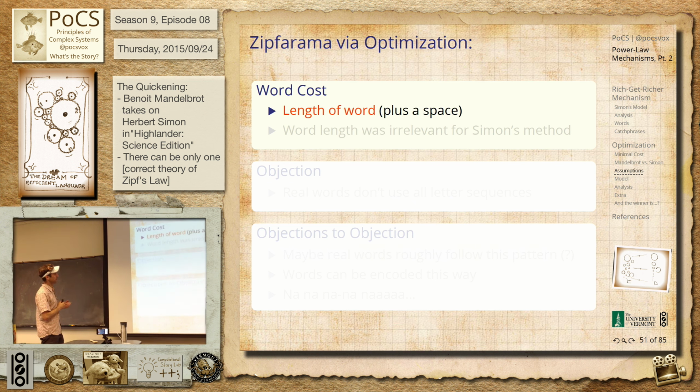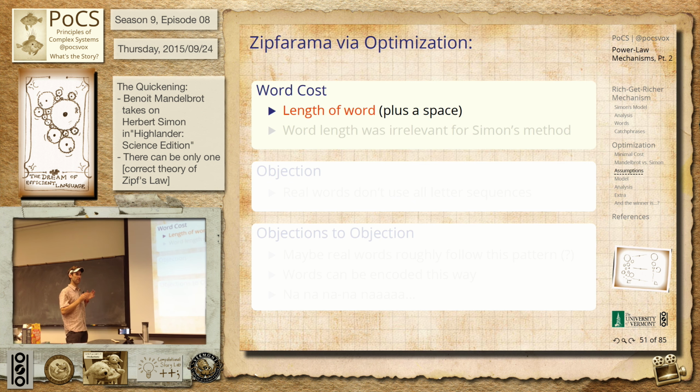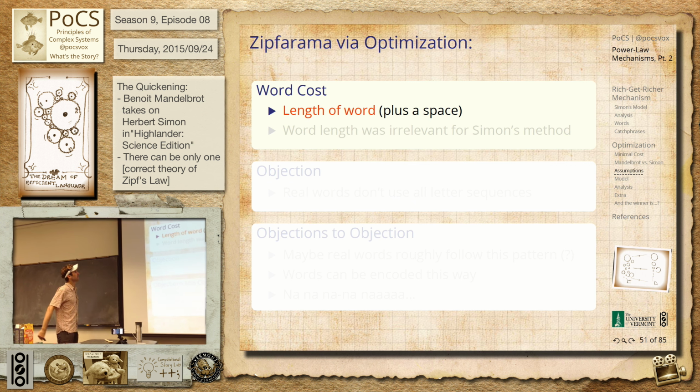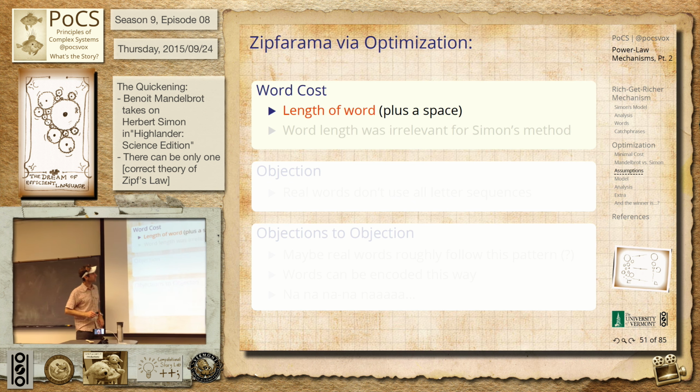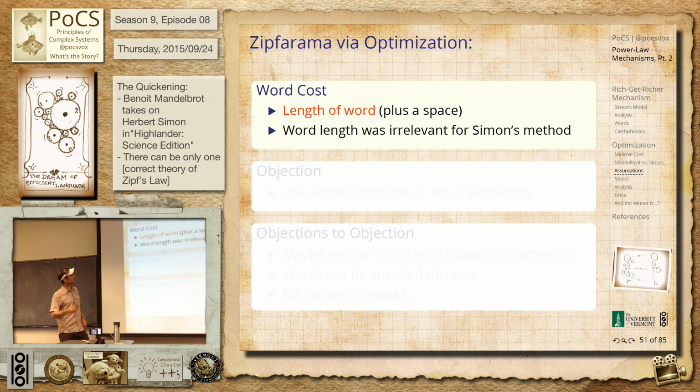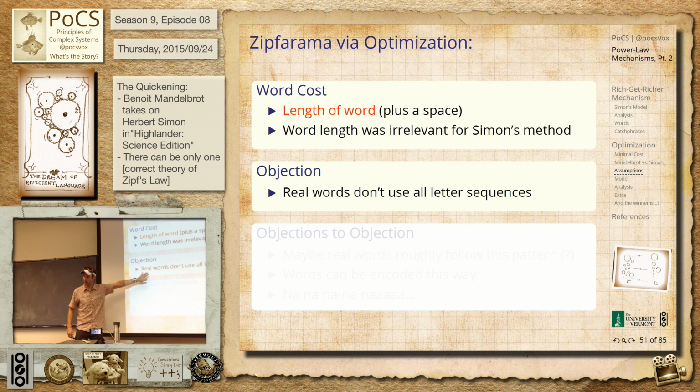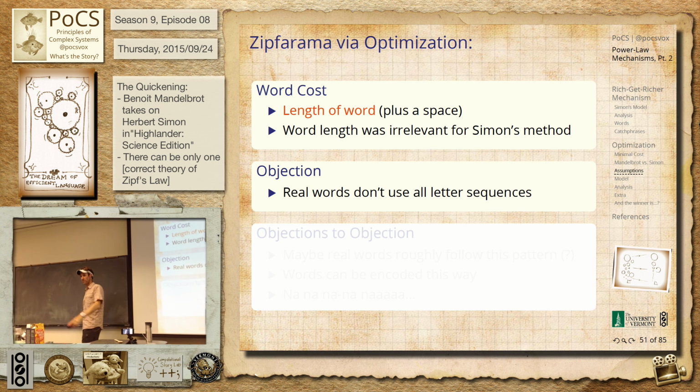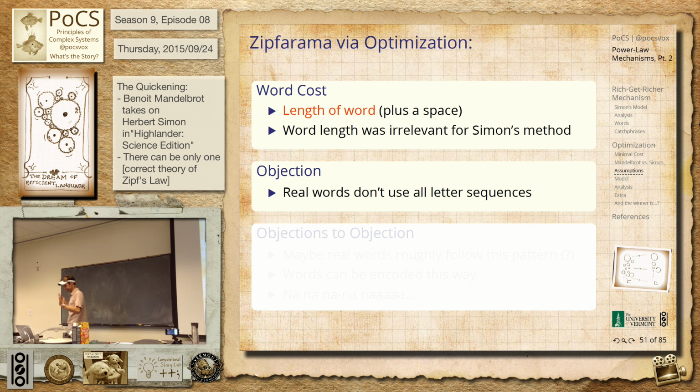So the word cost is going to be the length of a word plus a space. That's kind of your cost. It's going to relate to how much effort there is to write it or to say it. I guess auto-completion, I don't know what that does. Or people finishing your sentences for you. So anyway, all right, fine. Word length was certainly irrelevant over here for Simon's model. Real words don't work like this. There could be some subset of them, but fine.